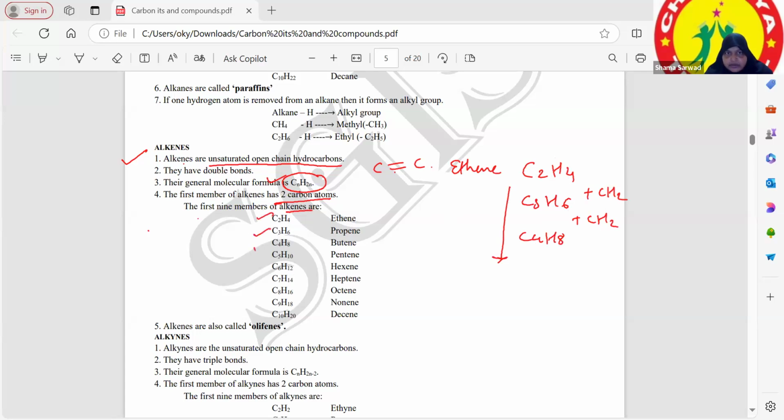In that manner, check it out. Correct? Ethene, propene, butene, pentene, hexene, and so on up to decene, all having double bonds. It means that A-N-E should be replaced with E-N-E. The suffix changes. And alkenes are also called olefins. This is important, it is asked in MCQs. Okay, ma'am. Alkanes are called paraffins, whereas alkenes are called olefins.